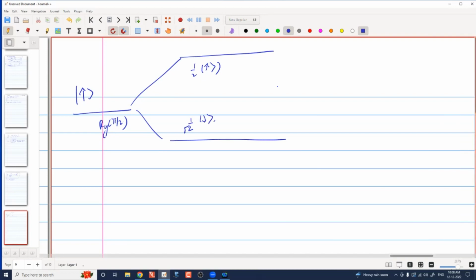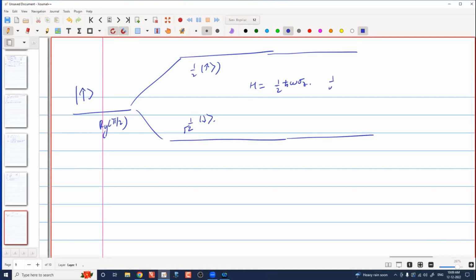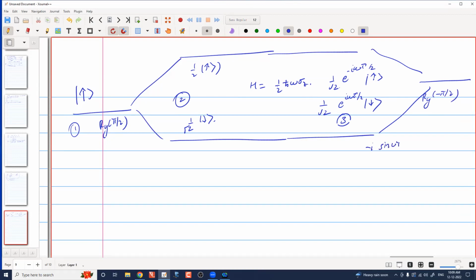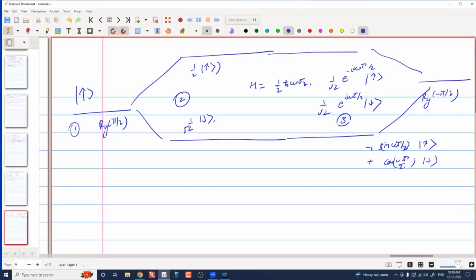So I have this state over here. Then I have the Hamiltonian, and through this Hamiltonian, it's picking up these phases. It's a coherent superposition of the excited state and the ground state with relative phases. So this was my state number, we called it 1. This was 2. This was 3. And then I make these rotate again through some pi/2 pulse. And I got this state.